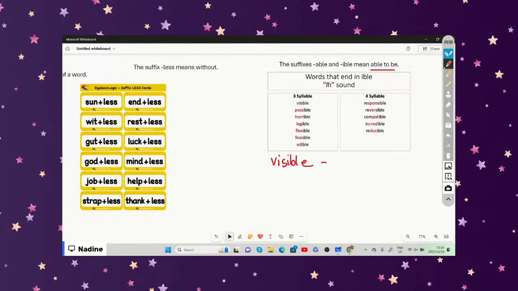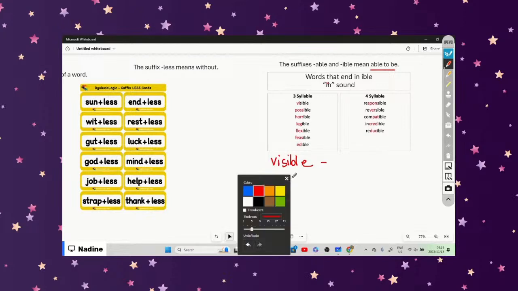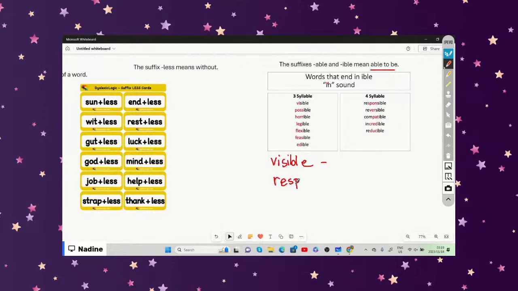If we look at another word, responsible. Responsible, right? And responsible is when you are able to be responsible, meaning that you're able to take care of your things, you're able to take care of yourself, you're able to, let's say, acknowledge your actions, right? Because that is all part of responsibility, right?